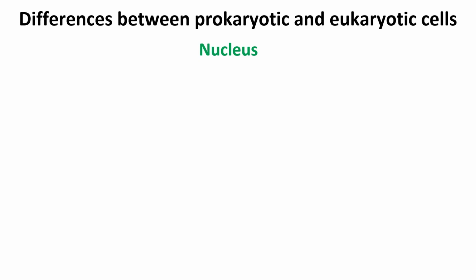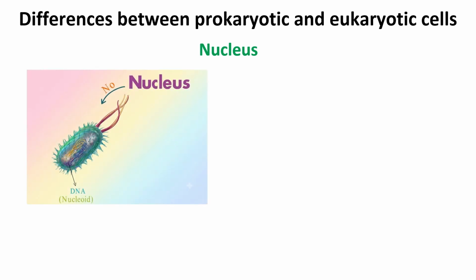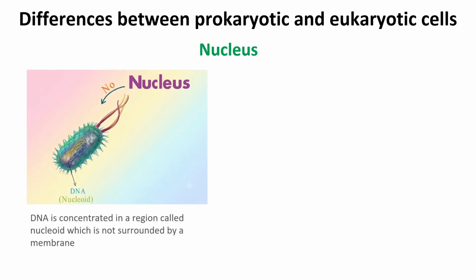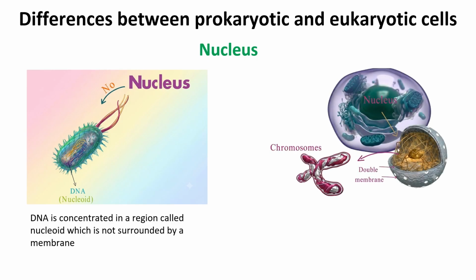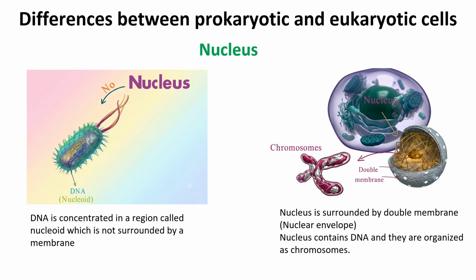Okay, let's see the differences between prokaryotic and eukaryotic cells. The major difference is the nucleus. There is no nucleus in prokaryotic cells and their DNA is concentrated in a region called nucleoid, which is not surrounded by a membrane. But in eukaryotic cells there is a nucleus that is surrounded by a double membrane, and the nucleus contains DNA and they are organized as chromosomes.